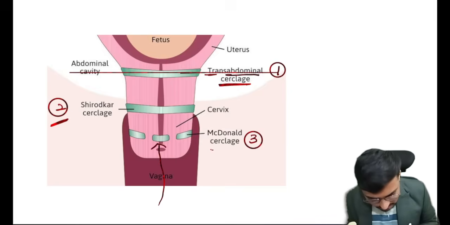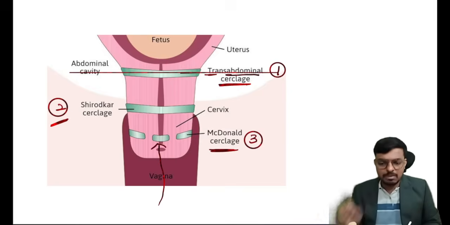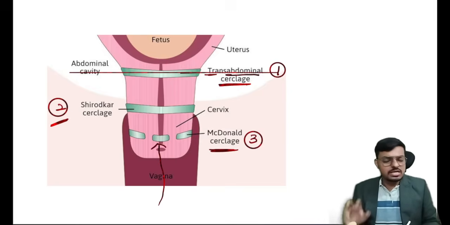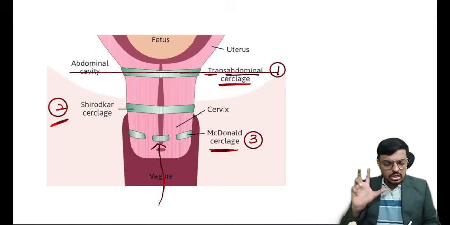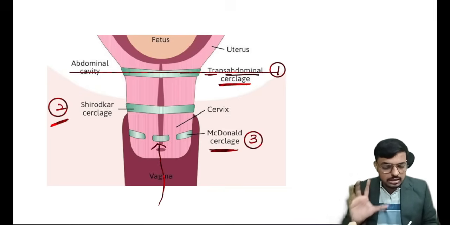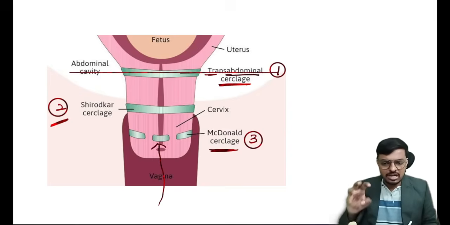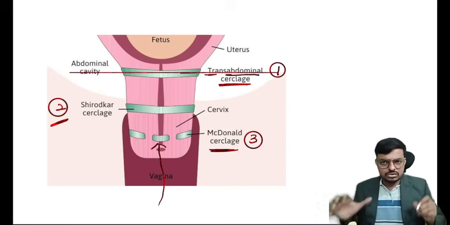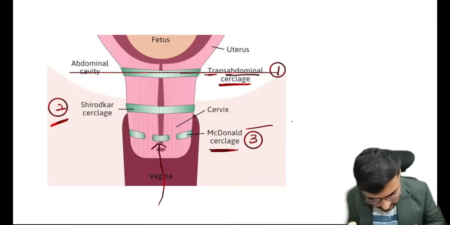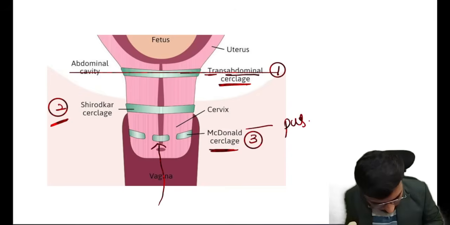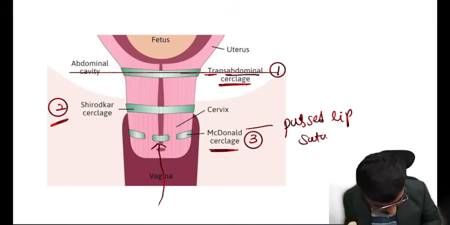And the McDonald cerclage surgery: in the McDonald cerclage surgery, similarly we apply the suture to the lower portion of the cervix, in the style of a pursed lip suture. So how do we apply the pursed lip suture? What does it mean, sir?